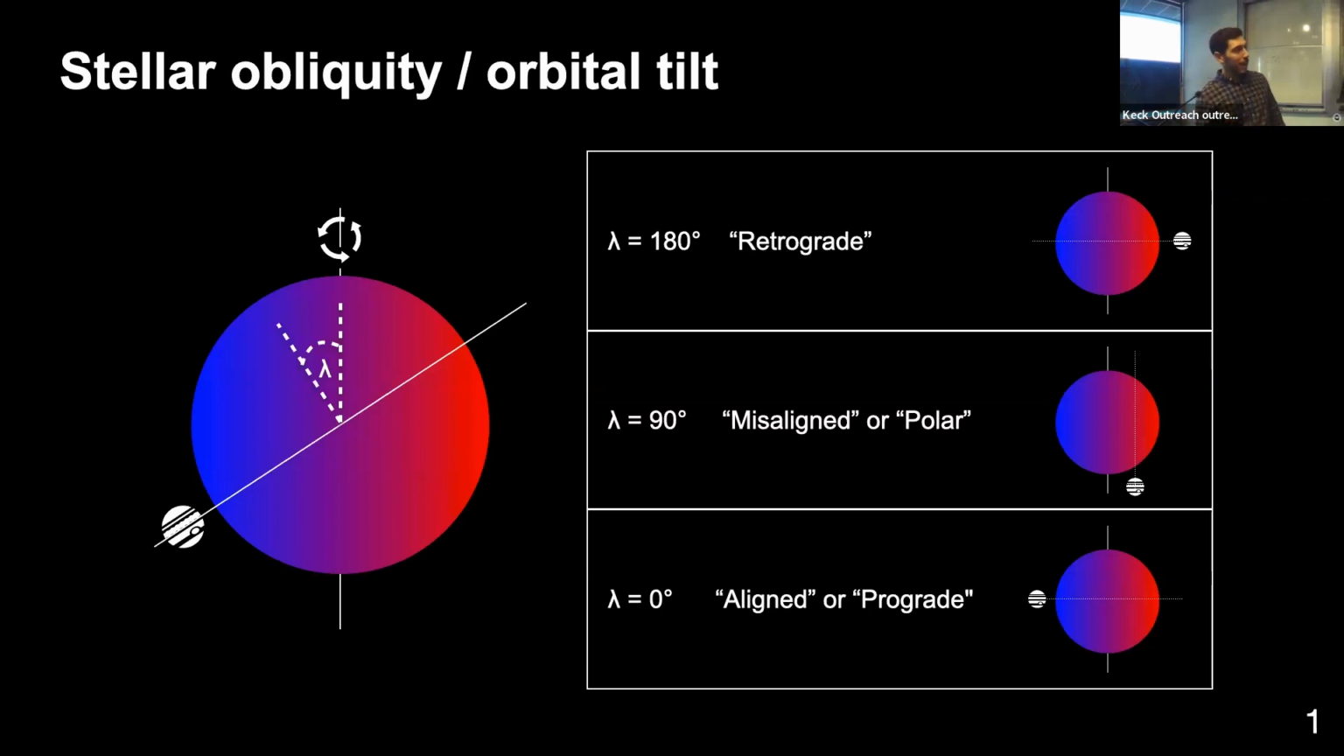When I refer to an aligned or prograde orbit, I'm referring to something with a lambda of 0. Lambda is this angle. So something on the bottom here, where the planet's going around the star in the usual direction, like they do in the solar system. When I refer to a misaligned or polar orbit, I'll usually be referring to orbits that have a lambda of 90. This is when the companion orbits over the poles of the star rather than just around the equator. And when I refer to a retrograde orbit, I'm referring to something that has a lambda of 180, so the orbit in this case goes in the opposite direction of the stellar spin.